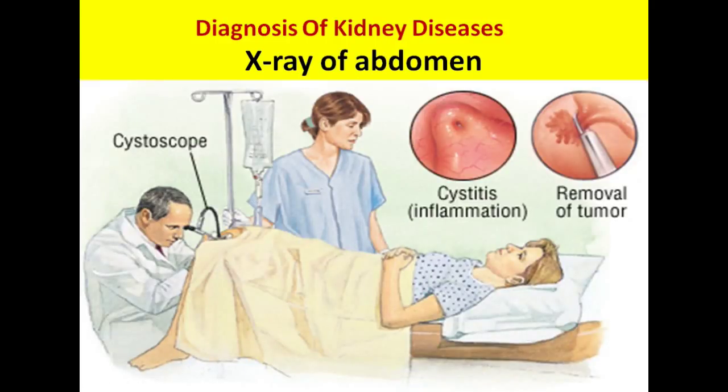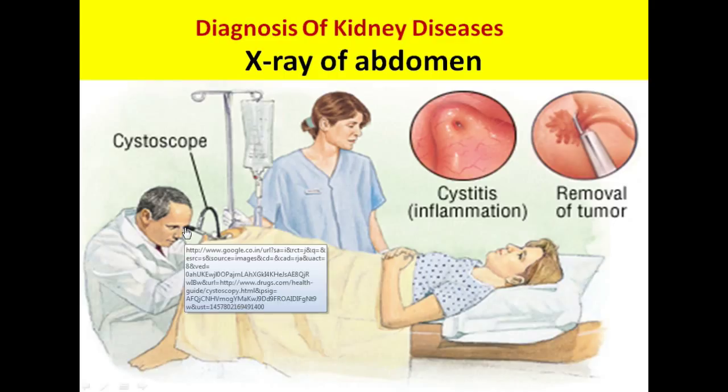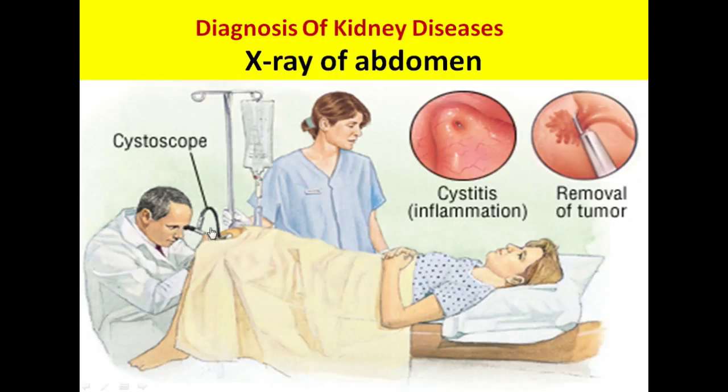Another test that is done is cystoscopy. A physician passes a video scope and sees the urinary bladder, to see if it is having any cancer growth or there is a block in the passage of urine, maybe because of a stone or any blood clot. So this procedure is called cystoscopy.